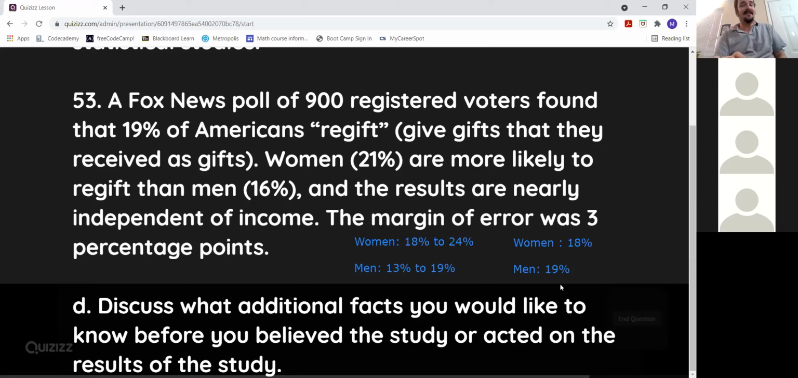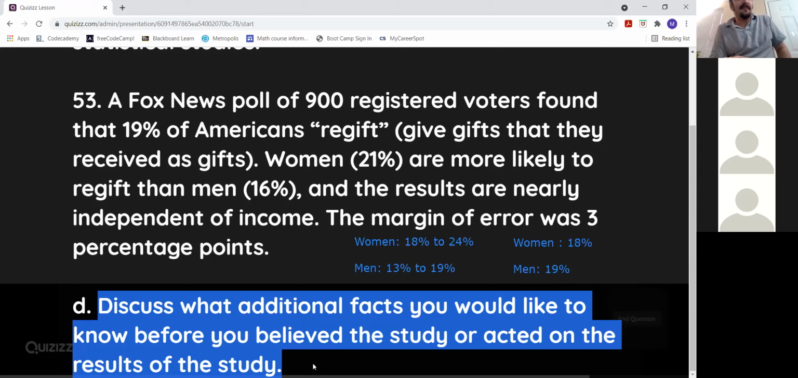This is the one thing that kind of jumps out to me, is that they have a 3% margin of error. Your women could be lower than your men. And so that doesn't conclude that women are actually regifting more than men, like they're trying to suggest. Are there any other questions? Do y'all have any ideas of things that you might want to know?